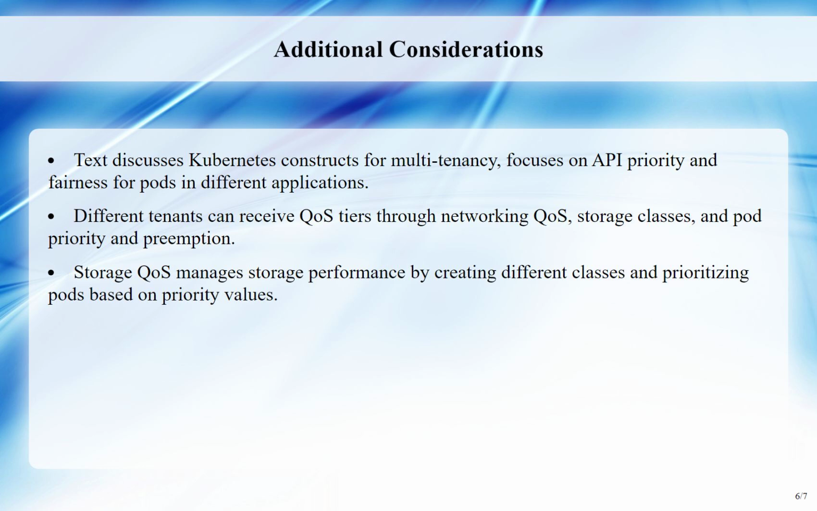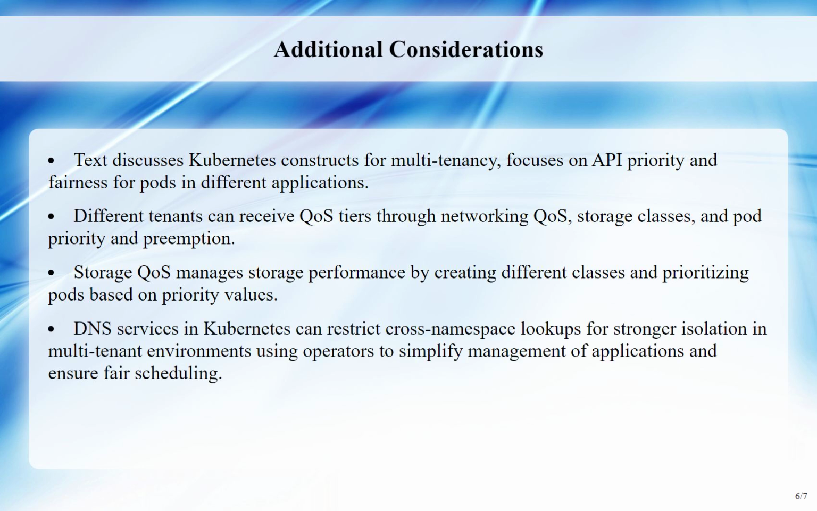Storage QoS involves creating different storage classes with varying performance characteristics. Pod priority and preemption can be used to assign priority values to pods and schedule them accordingly. Additionally, DNS services in Kubernetes clusters can be configured to restrict cross-namespace lookups for stronger isolation in multi-tenant environments.